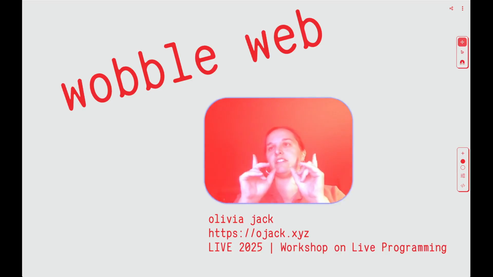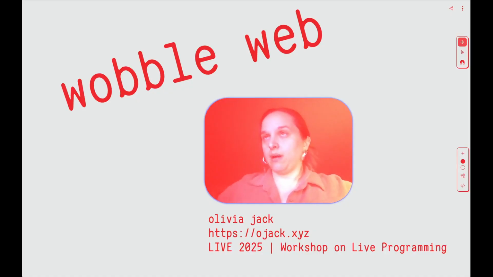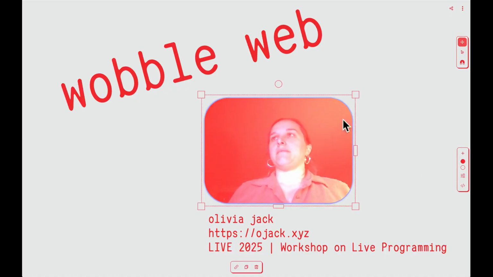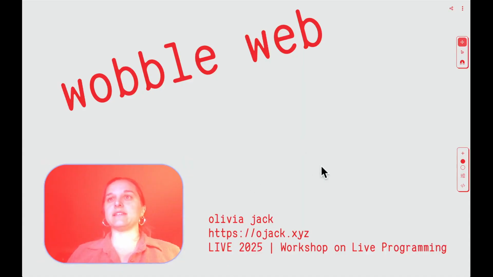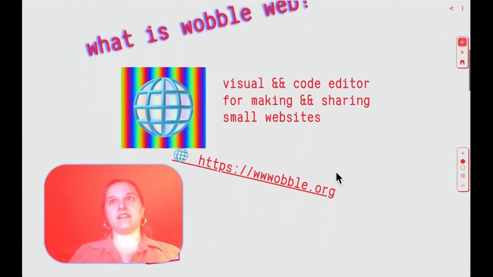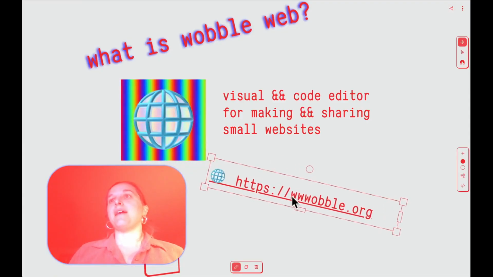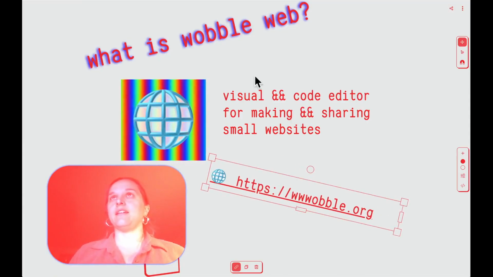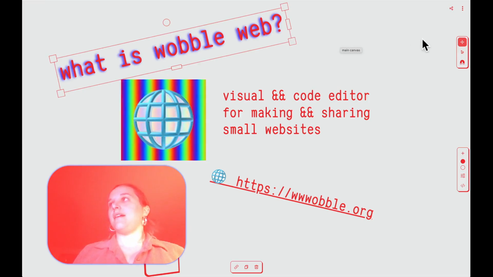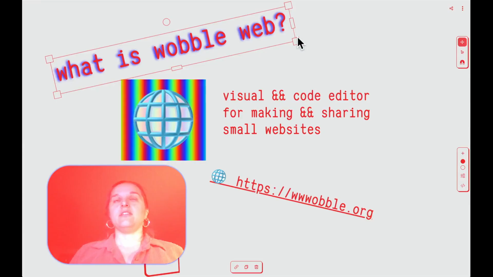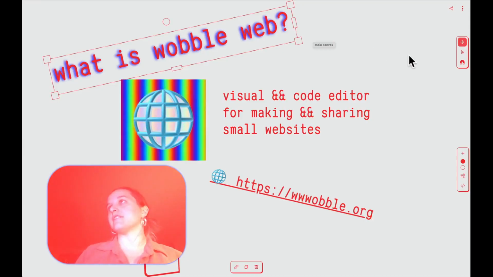My name is Olivia Jack, and I will be talking today about a project called Wobble Web. I am talking to you today from within Wobble Web, which is a browser-based visual and code editor for making and sharing small websites. By visual editor, I mean that you can drag things around the screen and use different UI tools to update various parameters of them.